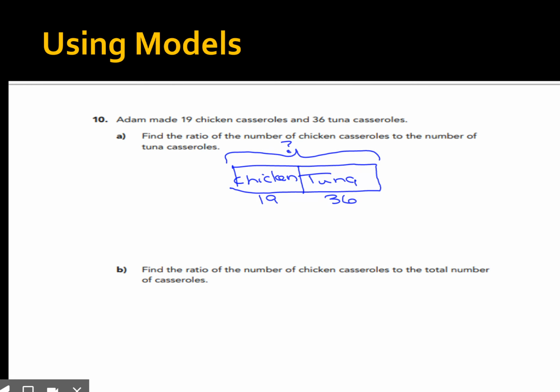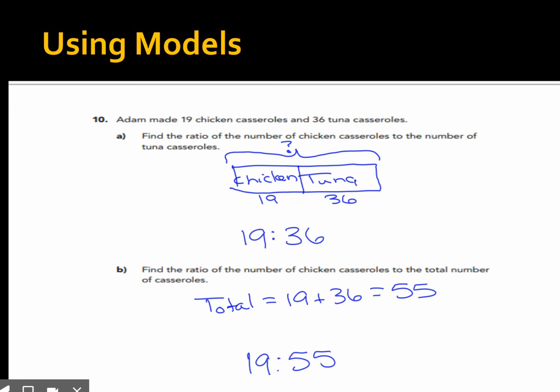Part A asks you to find the ratio of the number of chicken casseroles to the number of tuna casseroles. So I write the number of chicken casseroles, which is 19, to the number of tuna casseroles, which is 36. In Part B, it says find the ratio of the number of chicken casseroles to the total number of casseroles. Well, I already know that there's 19 chickens, so I can write that. But for the total number, of course, you're going to have to add to find out. So 19 plus 36 is, of course, 55. So 19 to 55 is the ratio of chicken casseroles to the total number of casseroles.